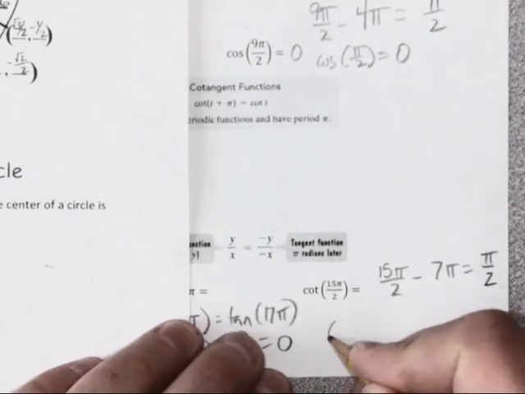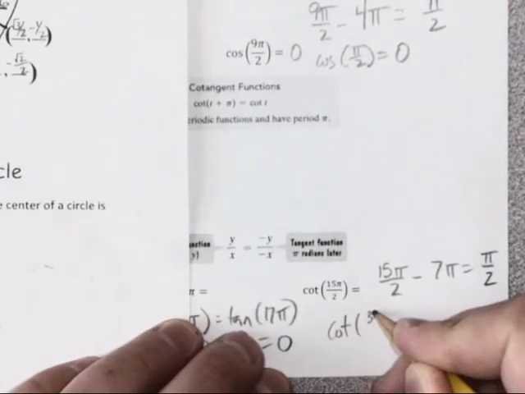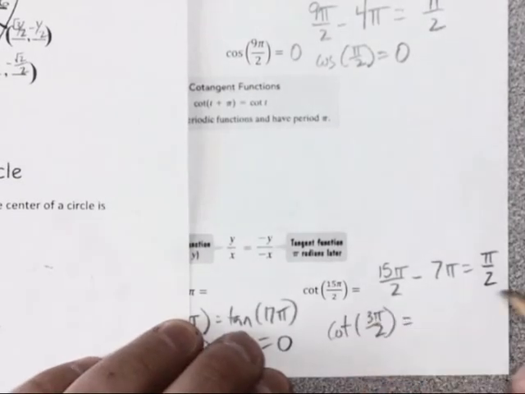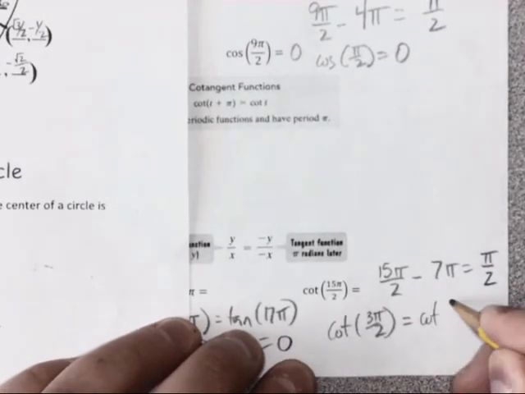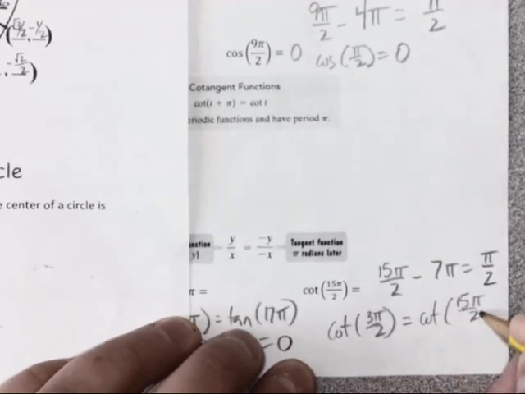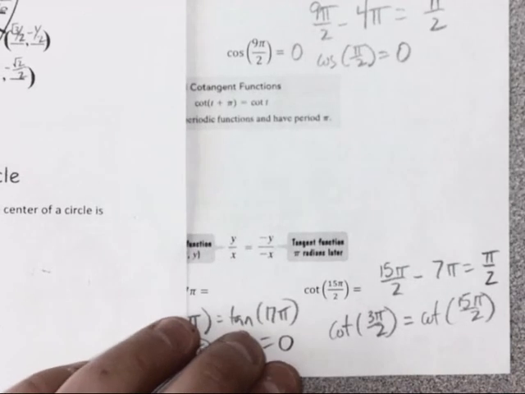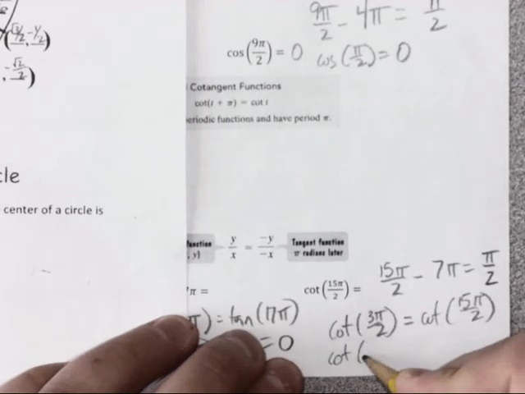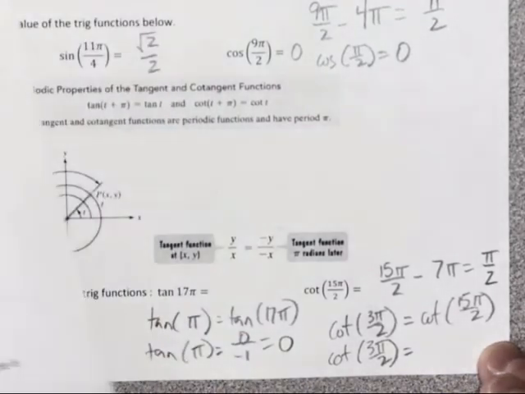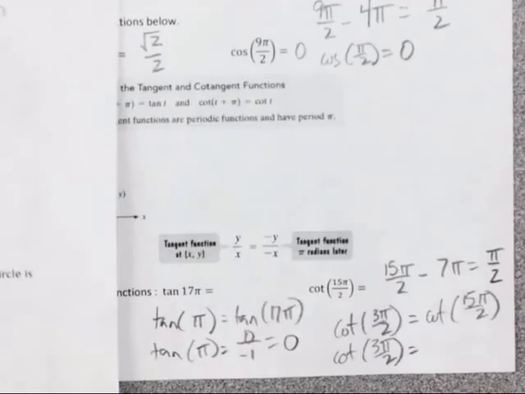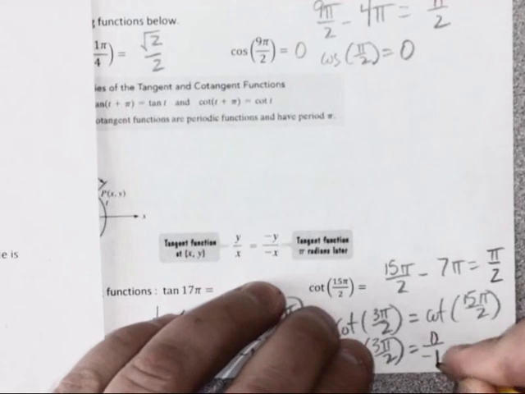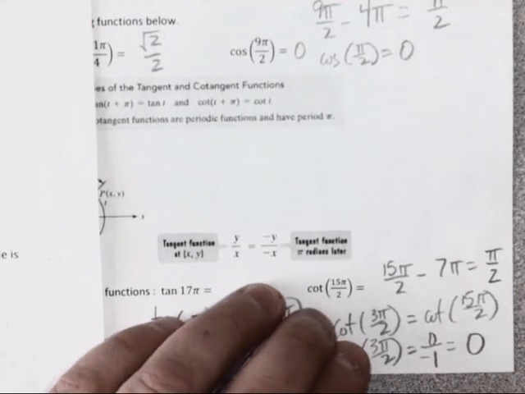So I know that cotangent of 3 pi over 2 and 15 pi over 2 are coterminal. Cotangent of 3 pi over 2 is going to be cosine over sine, so 0 divided by -1, which once again is equal to 0.